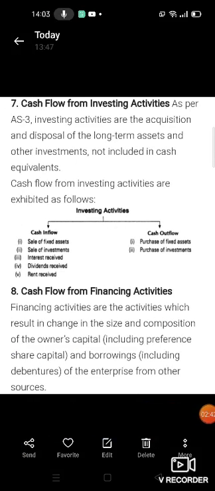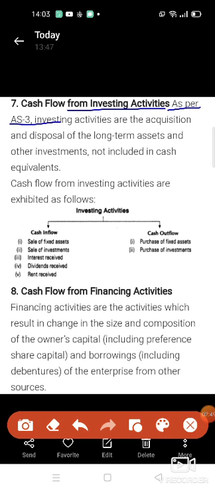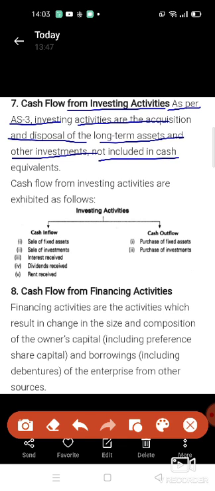Cash flow from investing activities. As per Accounting Standard 3, investing activities are the acquisition and disposal of long term assets and other investments not included in cash equivalent. Cash flow from investing activities are exhibited as follows. Investing activities include cash inflow and cash outflow.